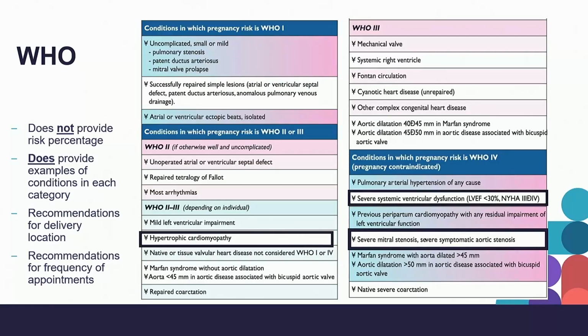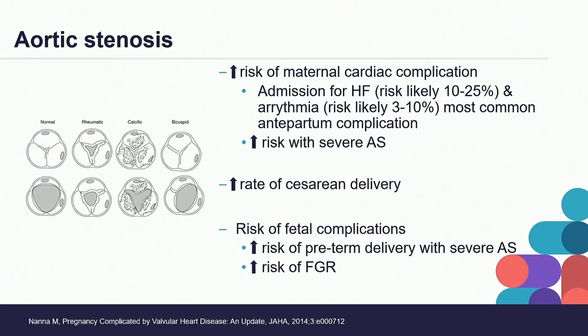So we're going to talk about some things that are common: hypertrophic cardiomyopathy, mitral stenosis, severe LV dysfunction, and aortic stenosis as well, just to work through how we think about these patients. We know that pregnant patients with aortic stenosis have a relatively increased risk of maternal cardiac complications. Most commonly, they develop heart failure and arrhythmia if they come in the antepartum period. We know that risk, as you can imagine, increases if they have severe aortic stenosis compared to someone with mild or moderate. We know that their gradients are going to worsen throughout pregnancy because of all the things we talked about: increased plasma volume, increased heart rate, things like that.